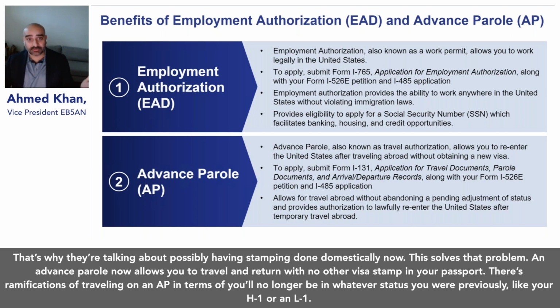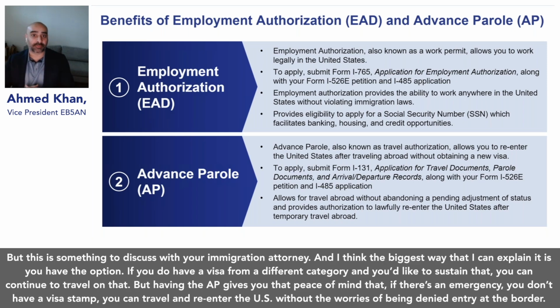There's ramifications of traveling on an AP in terms of you will no longer be in whatever status you were previously, like an H1 or an L1. But this is something to discuss with your immigration attorney. And I think the biggest way that I can explain it is you have the option, right? If you do have a visa from a different category you'd like to sustain, you can continue to travel on that. But having the AP gives you that peace of mind that if there's an emergency, you don't have a visa stamp, you can travel and re-enter the US without worries of being denied entry at the border.